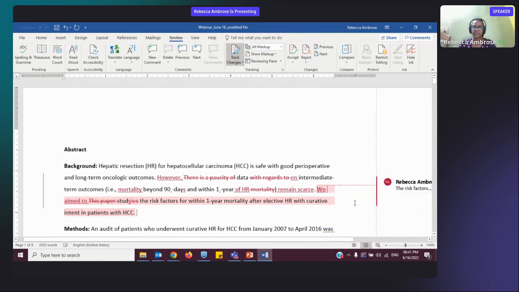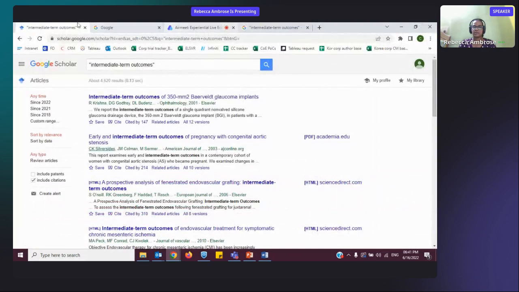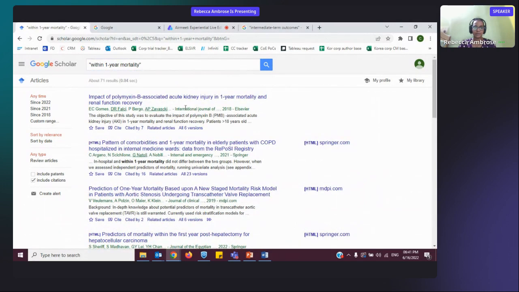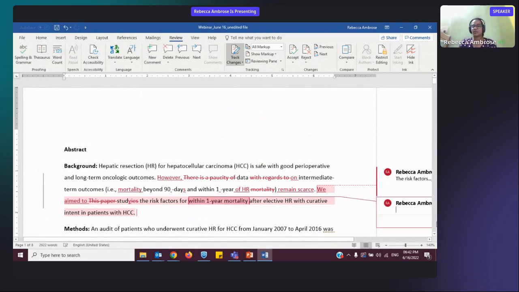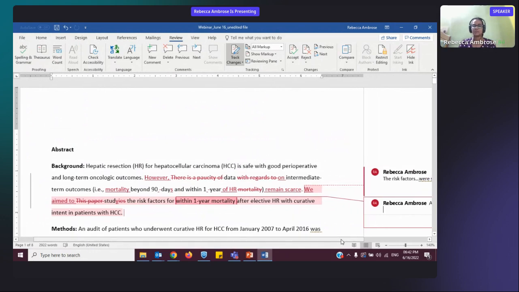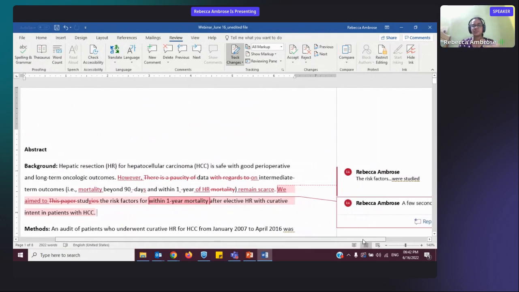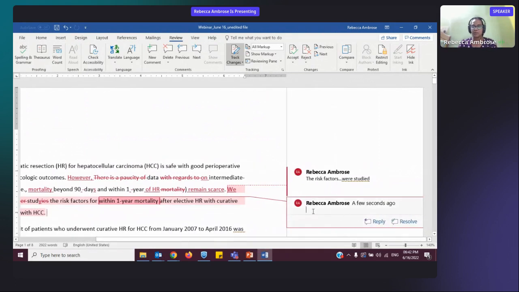Personal pronouns. A few other things to note over here. Within 1 year mortality seems a little off, so we're going to look that up. It's not really an established term as such. So I'm not sure if the authors have coined this term, or if they wrote it like this because they were struggling to make the sentence concise and had issues with just being able to phrase it.